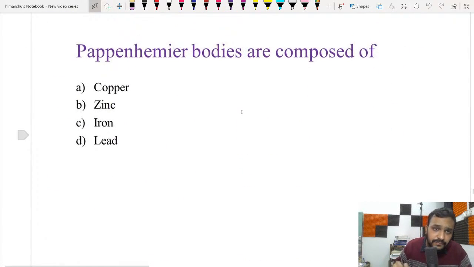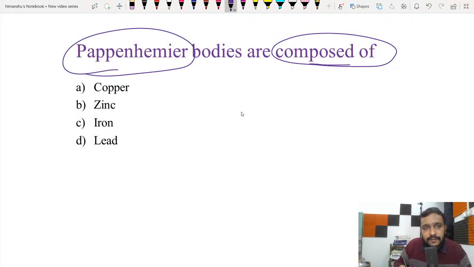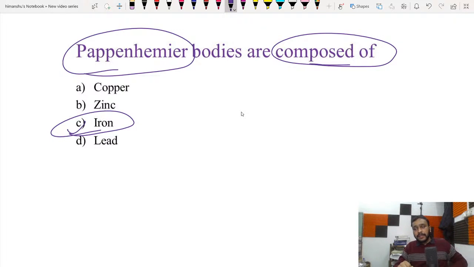So Pappenheimer bodies are composed of... what is your answer guys? Very good. Pappenheimer bodies are composed of iron.